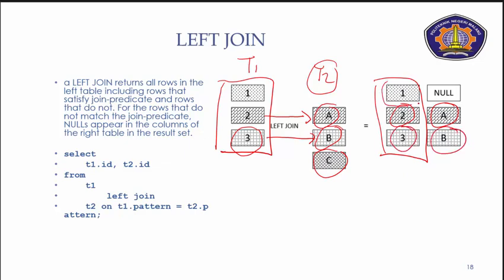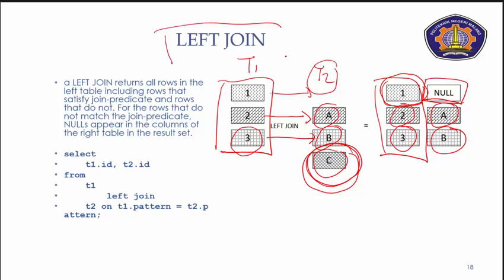And then 1 is not equal to any pattern in this table, so it gives a null result. And C does not appear because we use left join. So this one does not appear. The result just gives all the data in table 1, the left table: 1, 2, and 3. Okay.